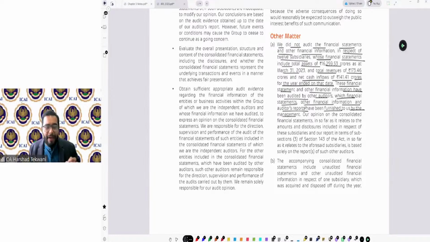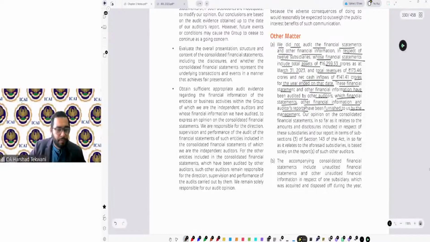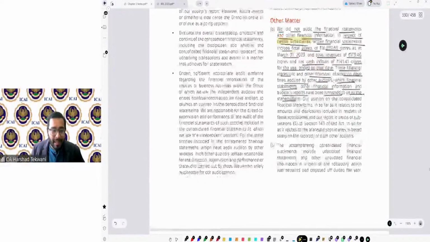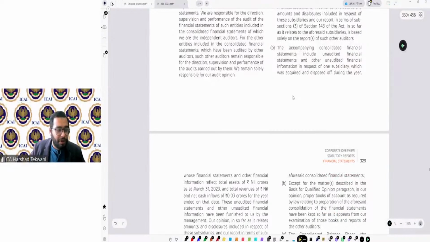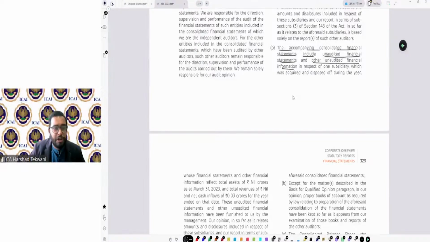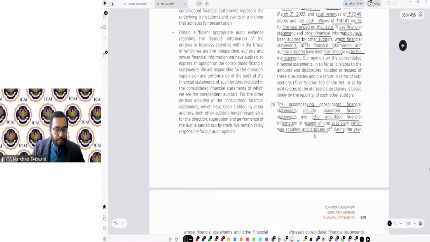So they have 12 subsidiaries basically. If I say 12 subsidiaries whose financial information were not audited by them, it was audited by some other auditor. That is there. But there are certain other subsidiaries also. The accompanying consolidated financial statement include unaudited financial statement and other unaudited financial information in respect of one subsidiary, which was acquired and disposed of during the year. Okay, so there was one subsidiary which is unaudited.